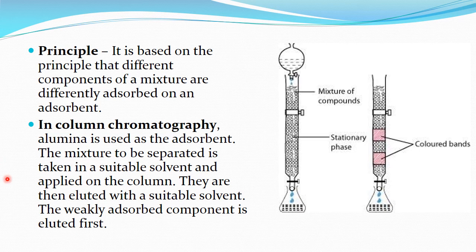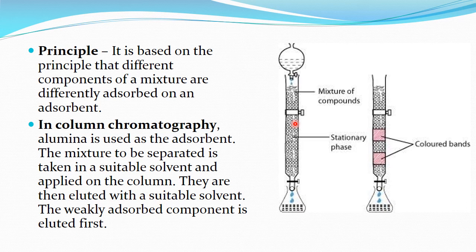Now we will see the process, and mainly we are using column chromatography for the separation and purification of impure metal. In this method, first take a mixture of compounds containing different components, different colored or colorless components, and transfer it into a chromatographic column. The chromatographic column is just like a burette, and the inner side of the chromatographic column is pasted with a chemical called adsorbent.